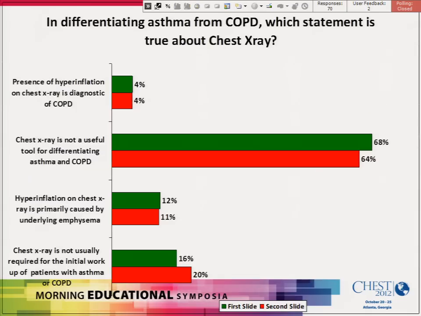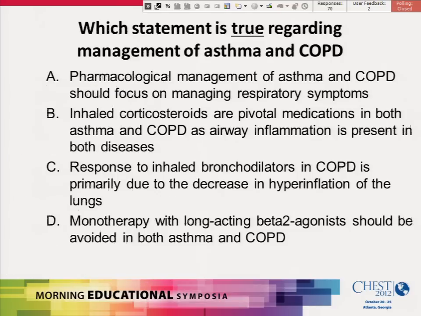All right. Next, the last one, I think. Which statement is true regarding management of asthma and COPD? Pharmacologic management of asthma and COPD should focus on managing respiratory symptoms. Inhaled steroids are pivotal medication in both asthma and COPD as airway inflammation is present in both diseases. Response to inhaled bronchodilators in COPD is primarily due to the decrease in hyperinflation of the lungs. Monotherapy with LABAs should be avoided in both asthma and COPD.